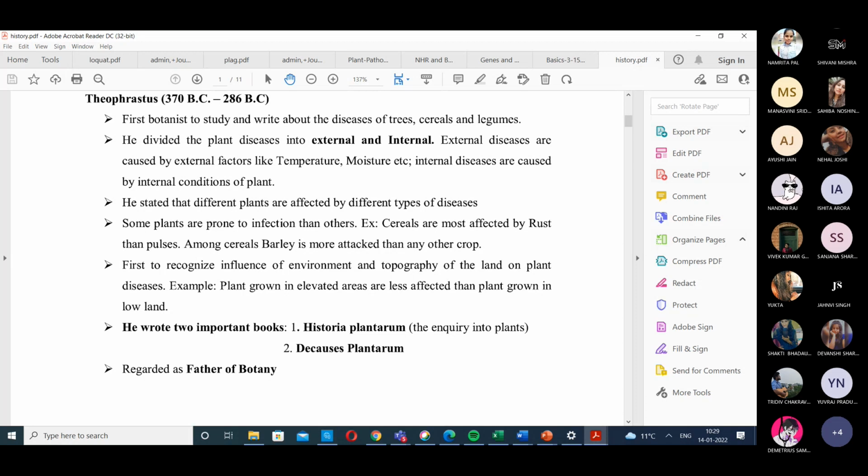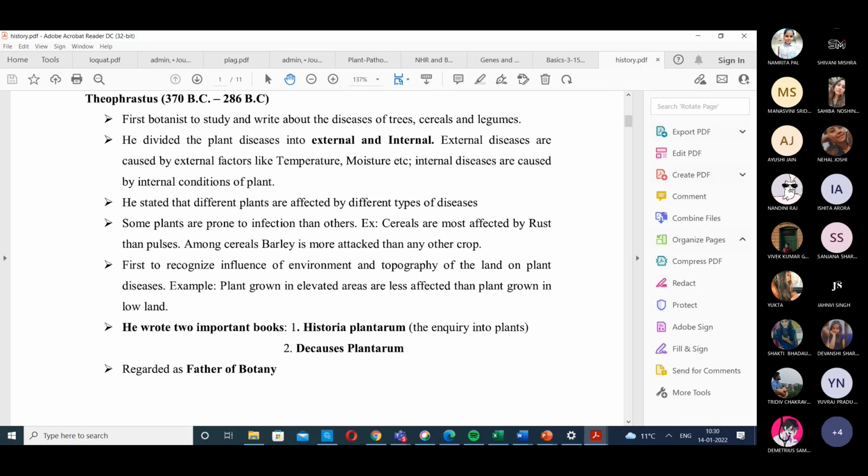He was also the first to recognize the influence of environment and topography of land on plant diseases. A very simple thing he noticed was that plants grown in elevated or higher areas are less affected than plants grown in lowland, right? This could be the environmental condition, because we know at higher elevations or hills the temperature is different, and there are different climatic conditions as compared to the lowland. So he got the idea that it is due to the different environment and topography, and they affect plant diseases in a different way.